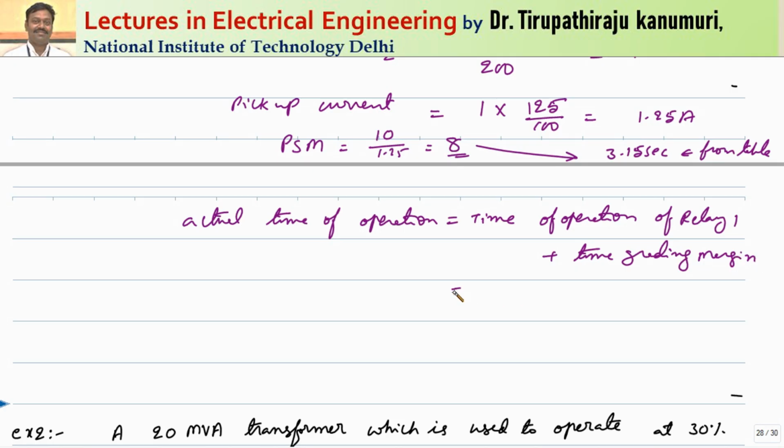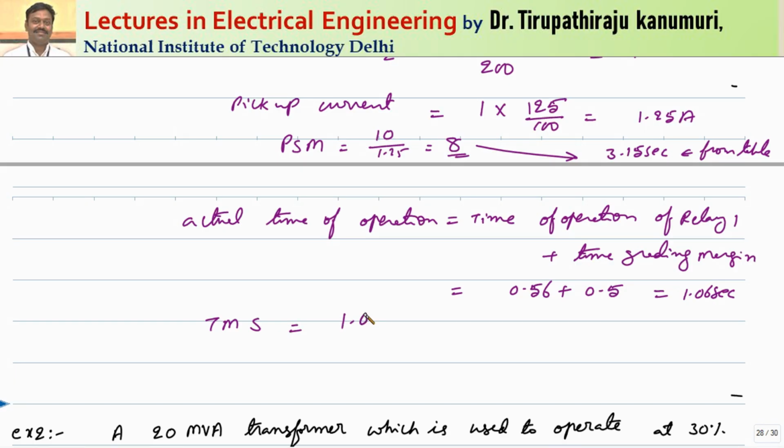Agree with me? So we have calculated the time of operation for relay number 1 as 0.56, and it is told that a 0.5 seconds gap should be there. So the total time that will be obtained is 1.06 seconds. So from this I can calculate my time multiplier setting.